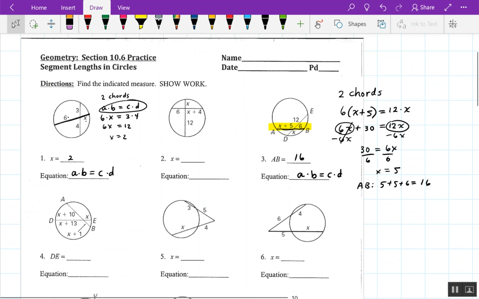You got 16 because you did 5 plus 6. Yeah.